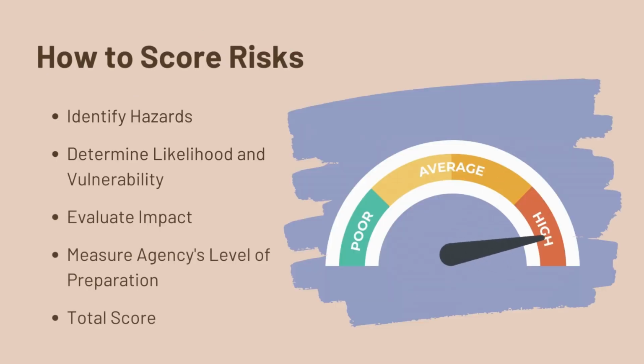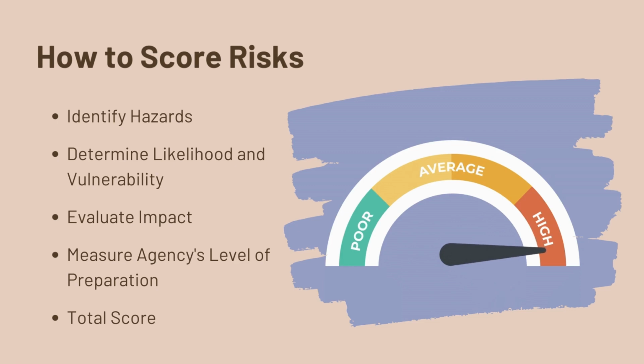Now, let's talk about how to score risk. We use a method known as Hazard Vulnerability Analysis, or HVA, to assess and score risk. Here's how it works. Start by identifying potential hazards that could affect your organization or community. These can include natural disasters like hurricanes or man-made events like power outages.